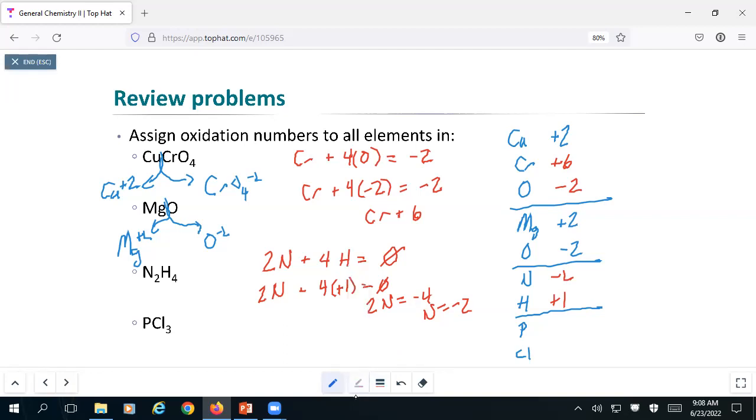All right, for the last one, we've got PCl3. Again, no ions here to speak of, so we're going to have to solve this algebraically. Now, here's a different kind of problem. In PCl3, I don't have any of the ions. I don't have any of the elements that have fundamentally sound kinds of oxidation states. So what do I do?